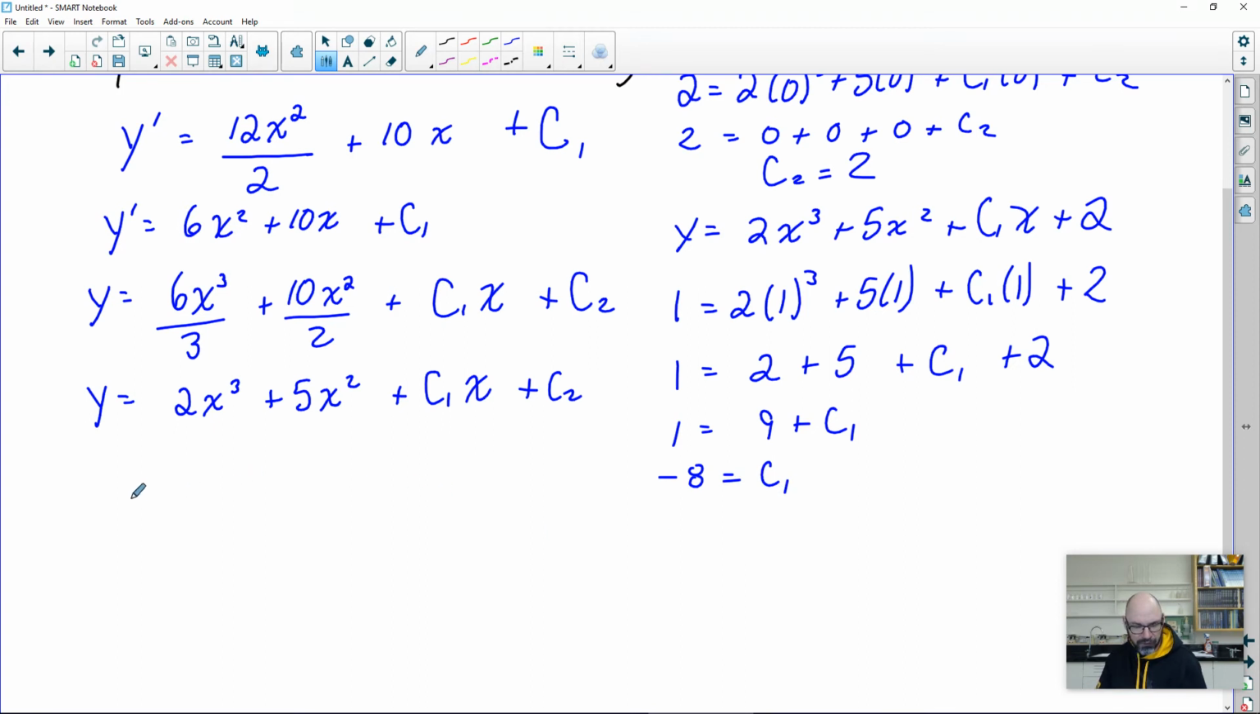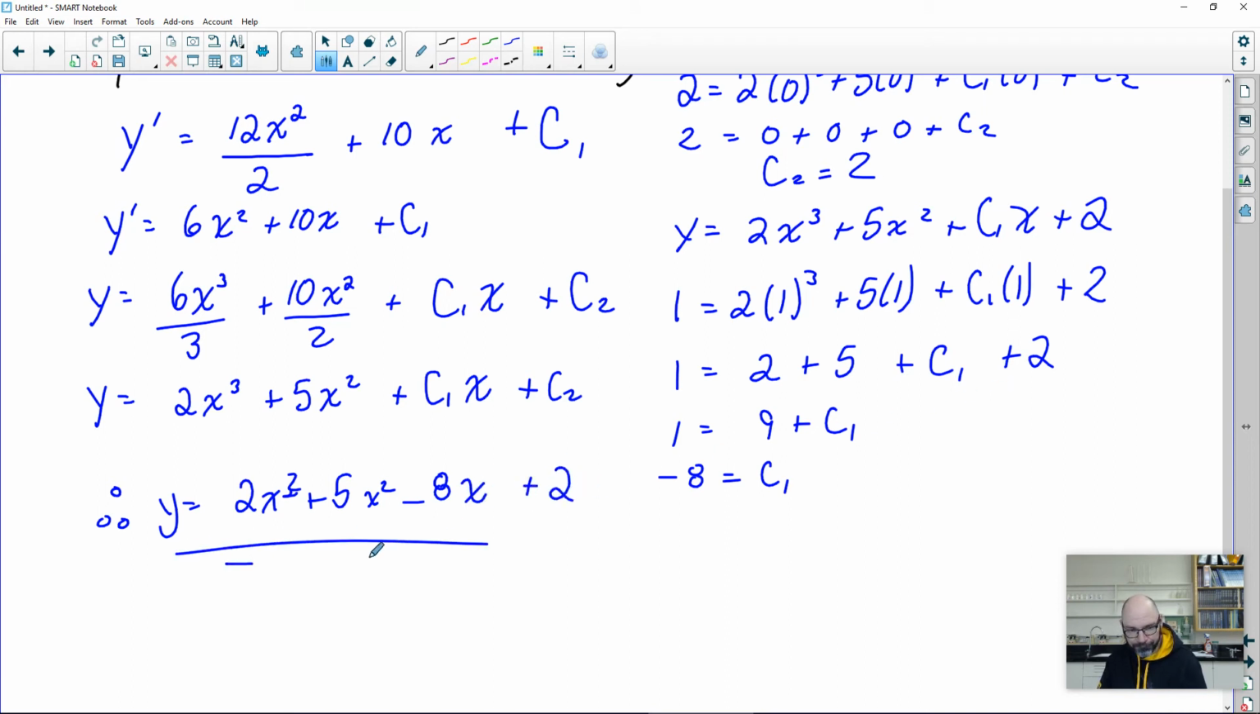So now our total equation, therefore our final answer, y equals 2x cubed plus 5x squared. Now we put minus 8 in there for C1, x, and 2 for C2. And that's how you would do those kinds of questions.